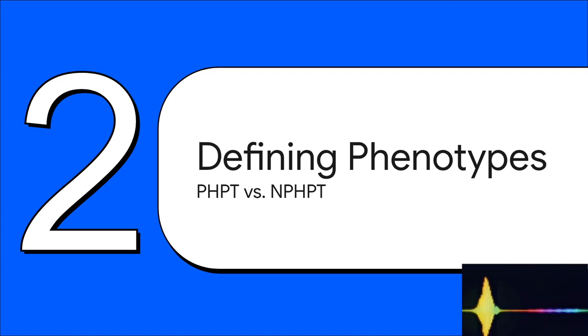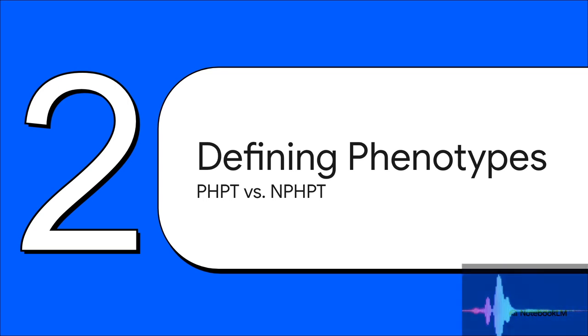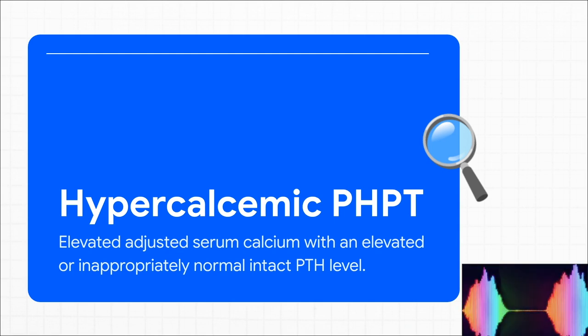Before we can really dig into a framework for evaluation, we've got to make sure we're all speaking the same language. Let's get super clear on the different biochemical phenotypes you're going to see. First up, the classic definition. This is your bread and butter hypercalcemic PHPT. It's pretty straightforward: you've got an elevated serum calcium, corrected for albumin, and a PTH that's either high or, and this is the key part, inappropriately normal. It's in the normal range, but in the face of high calcium, it absolutely shouldn't be.